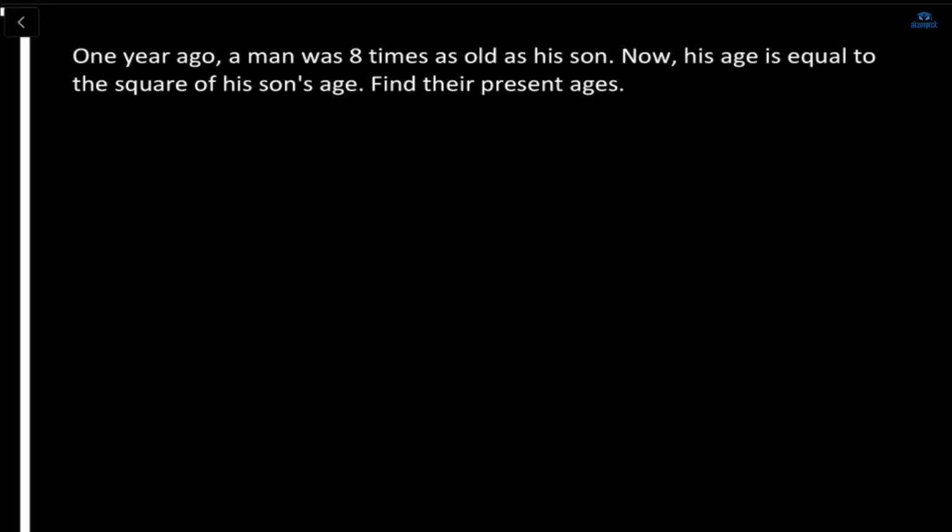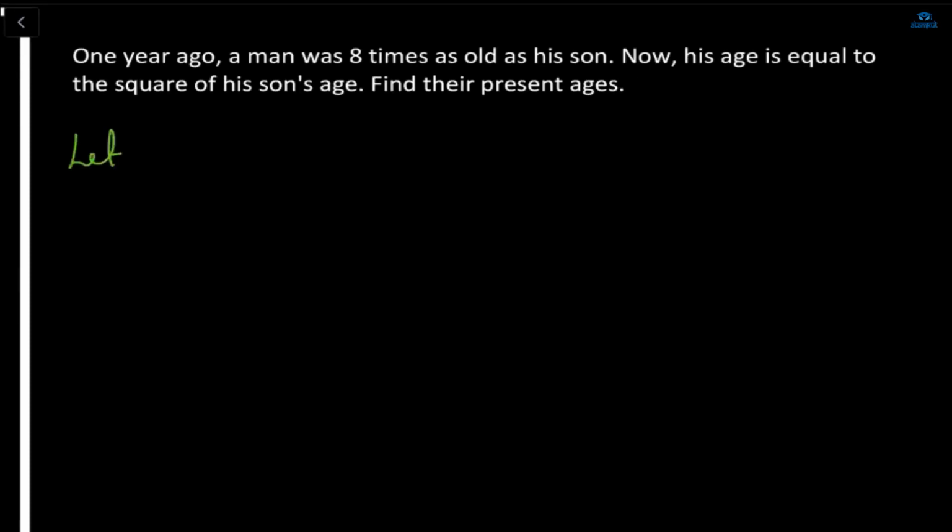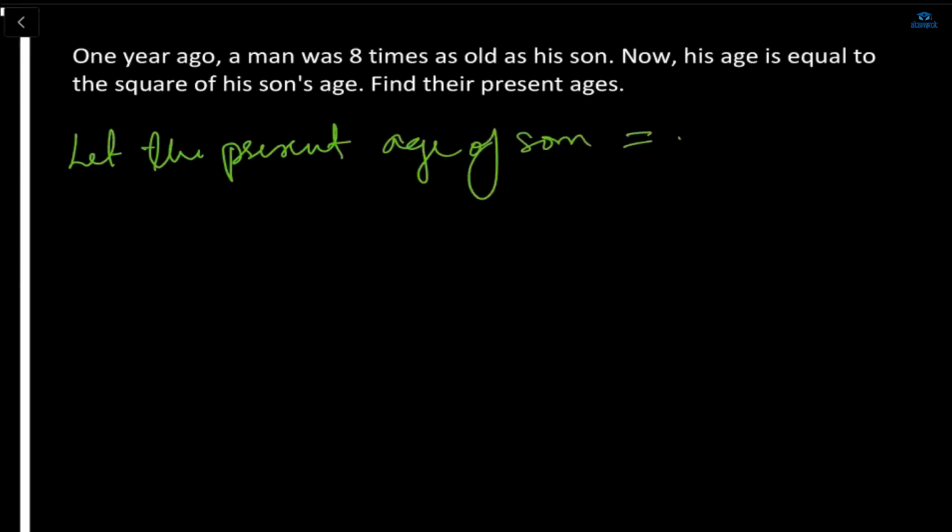So we are going to assume the present age of the son, because with reference to the son, the father's age is given. So let the present age of the son be x years. So I'm assuming the present age of the son is x years. Now if I have assumed the present age of the son is x years, what will be the present age of the father?